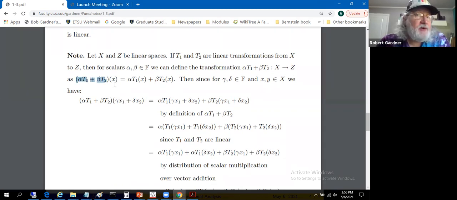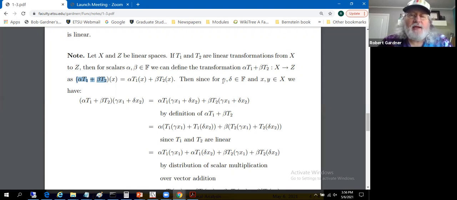We're applying it to vector x in linear space capital X, and we're getting out, by definition, alpha T1 of x plus beta T2 of x. So there's the definition of the sum of two linear transformations. So where we stand now is not only having vector sums defined and scalar sums, but also having sums of linear transformations defined as given there. What we're going to show is the linear combination itself, the highlighted thing there, is in fact a linear transformation.